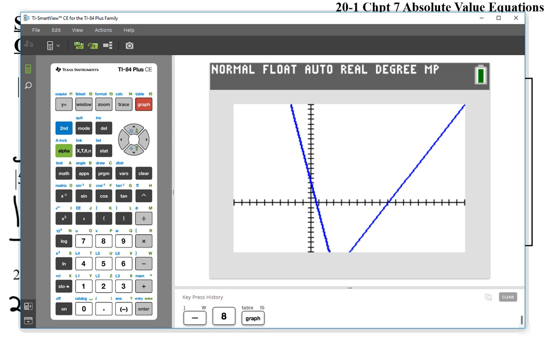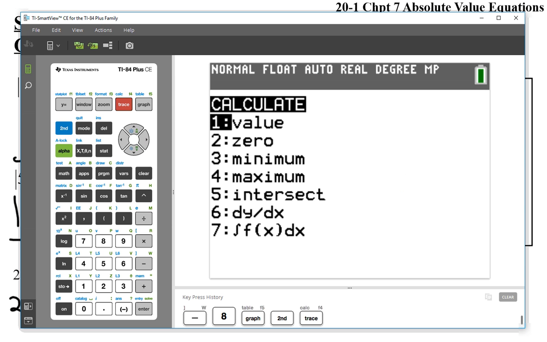Let's graph it and see what we got. Now, I can't see the whole graph. However, I can see the points of intersection on the x-axis, which are my roots, my solutions. There are 2 of them, so I need to get the solution twice.